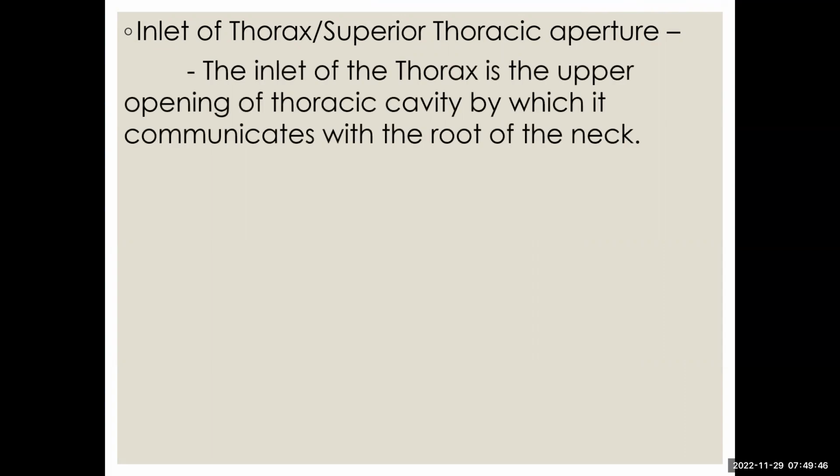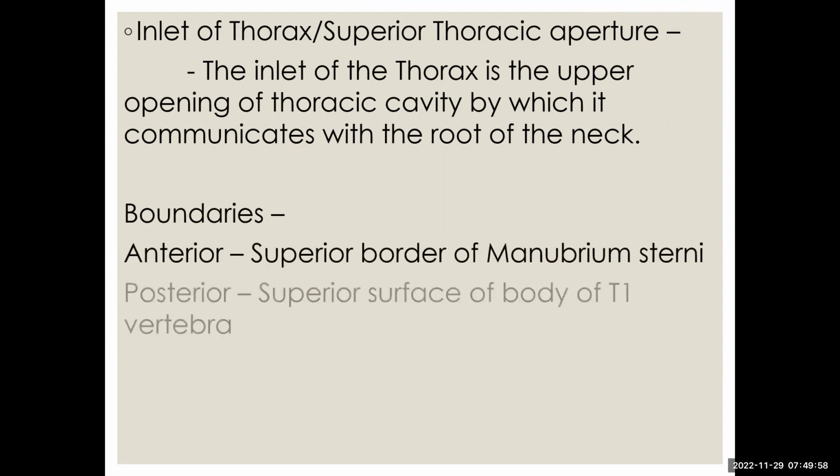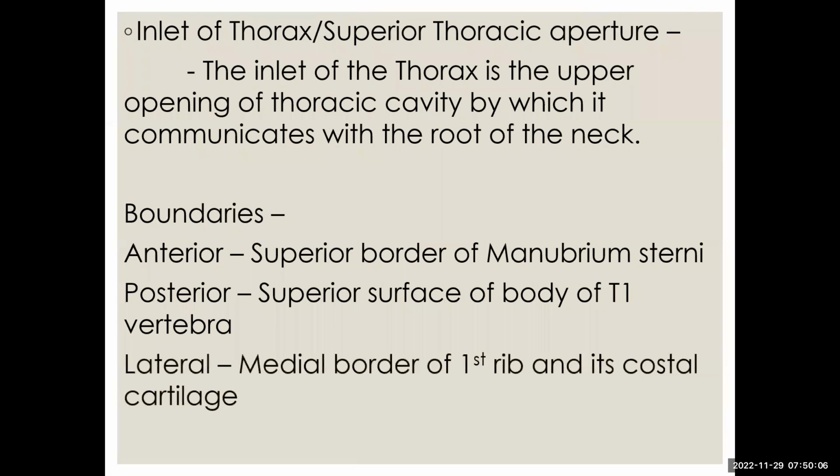The inlet of the thorax is the upper opening of the thoracic cavity by which it communicates with the root of the neck. Boundaries are: anteriorly, the superior border of manubrium sterni; posteriorly, the superior surface of the body of first thoracic vertebra. Lateral boundary is formed by the medial border of first rib and its costal cartilage.